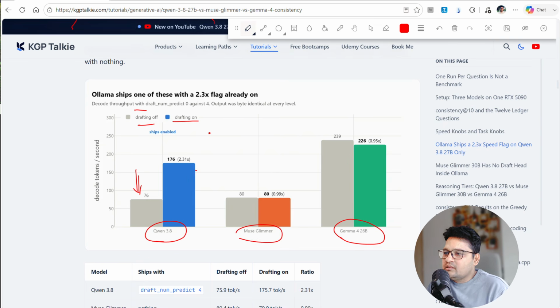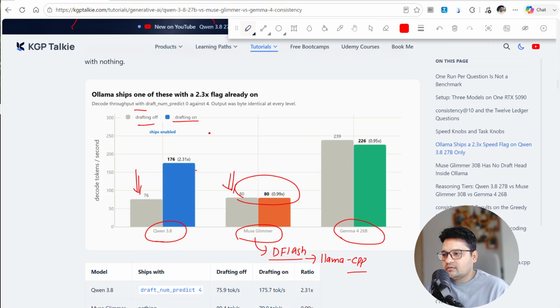So what is wrong with the Muse Glimmer model? Muse Glimmer does not support drafting on and off in Ollama. Muse Glimmer has an additional layer known as DFlash, and DFlash is supported only in llama.cpp. Currently it is not supported in Ollama, because of which, if you compare Muse Glimmer in Ollama, you will find its generation speed is always lower compared to Gemma 4 and Qwen 3.8.